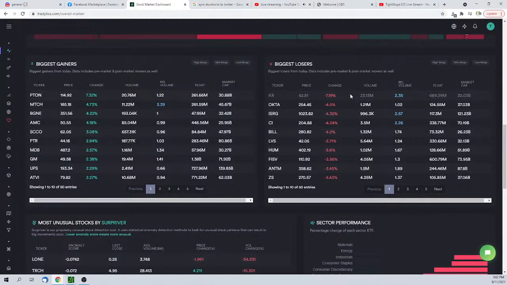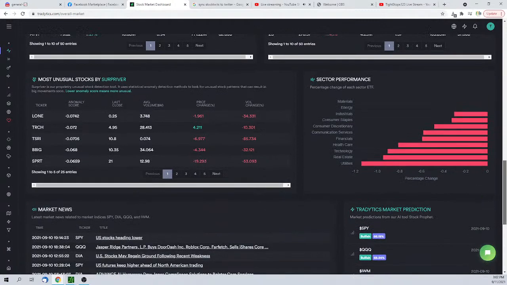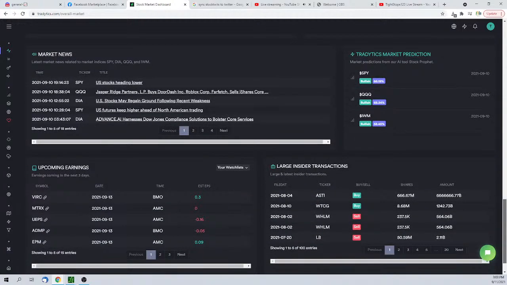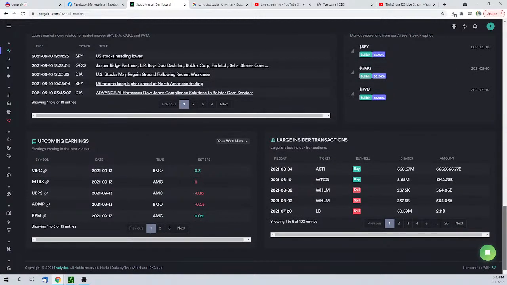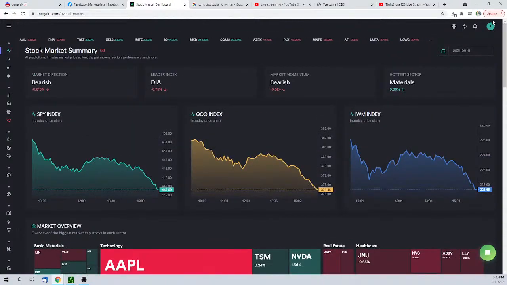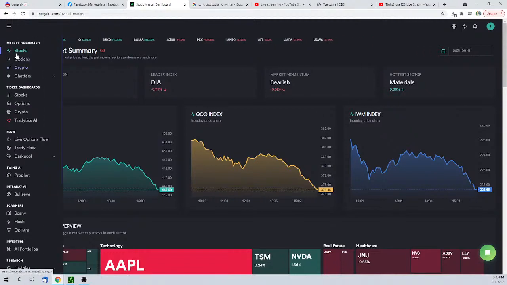Biggest gainers, biggest losers, self-explanatory for that day. And how the sectors are doing, which I like to look at, which Friday was pretty awful. It also has some market news in there and some upcoming earnings. Not a page I use a ton, but it's there for when you need it.